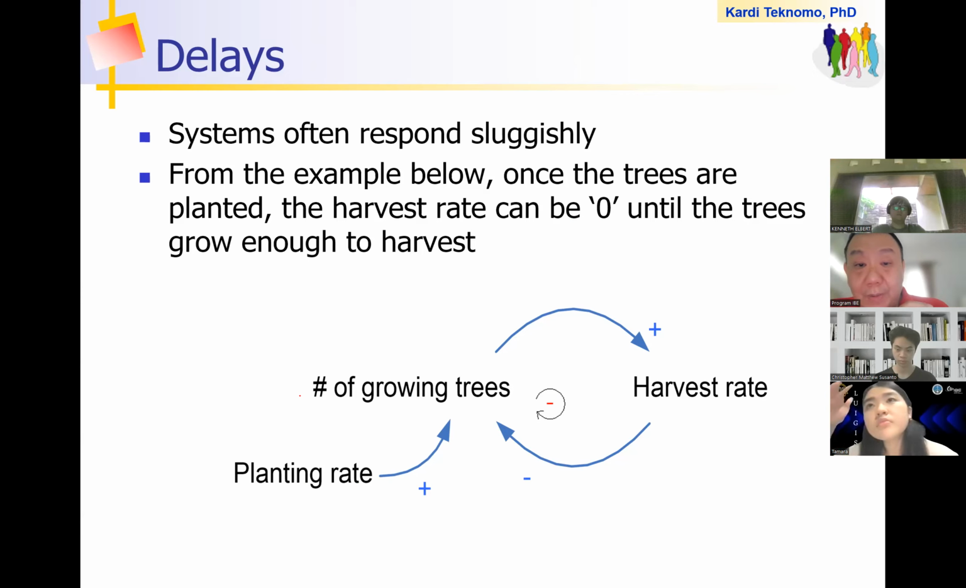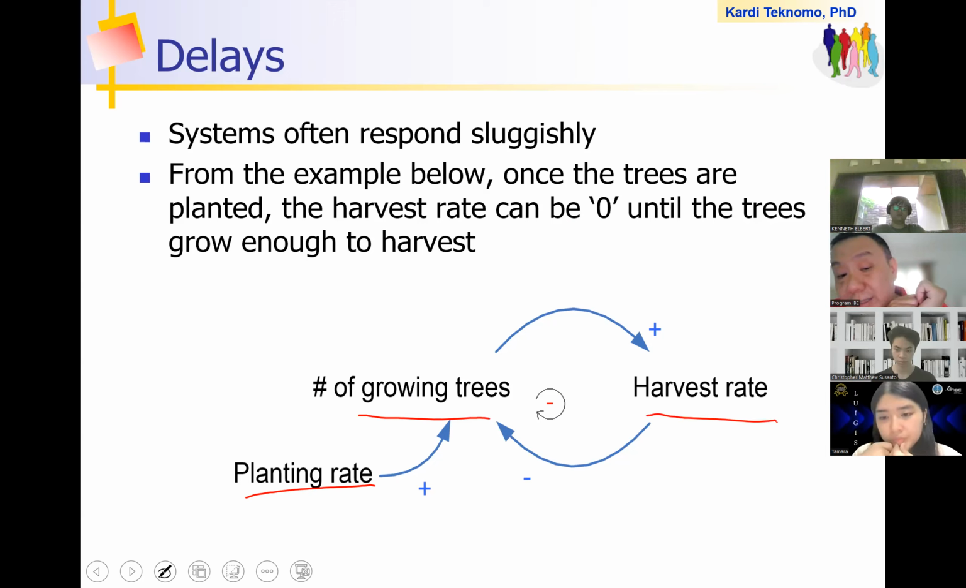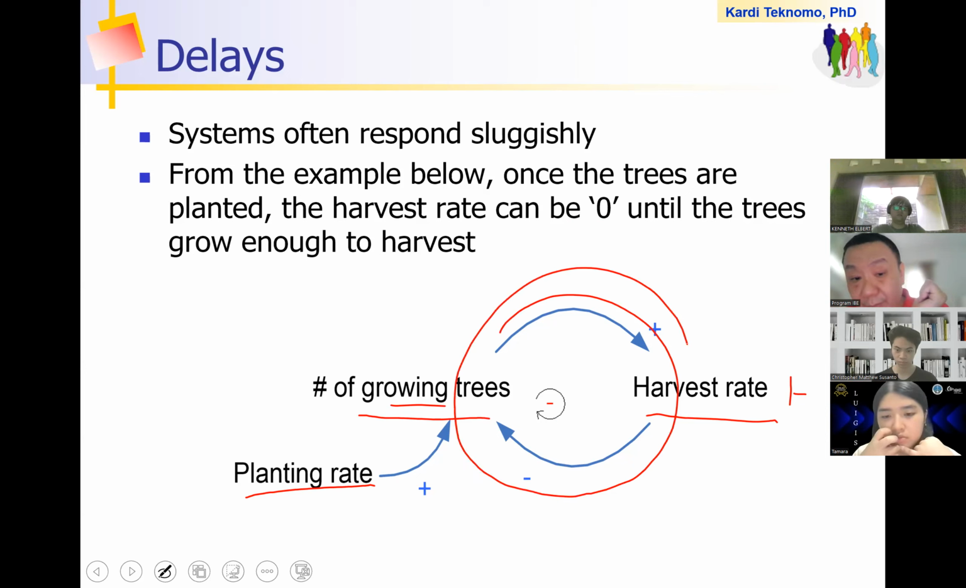In this example, the planting rate will increase the number of growing trees, positive, right? And the more trees you have, the higher your harvest rate. And the higher your harvest rate will reduce the number of growing trees. So in itself, this is a negative feedback loop. But from the growing trees until the harvest, and from the harvest until the growing trees again, there is a lot of delay, right?